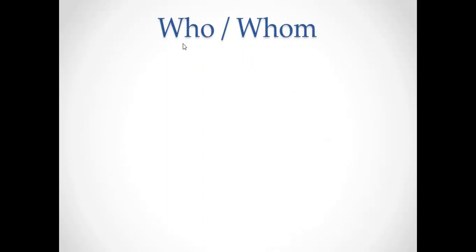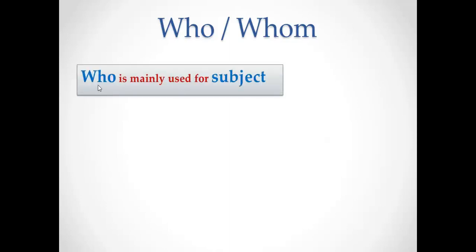Okay. The next one, difference between who and whom. The easiest way to differentiate between who and whom is to know that who is a subject and whom is object. This is the easiest way. Well, how am I going to use it? Who is mainly used for a subject. Look at this example.